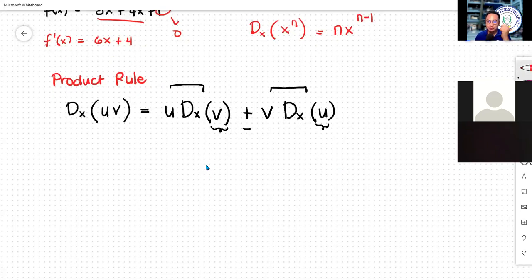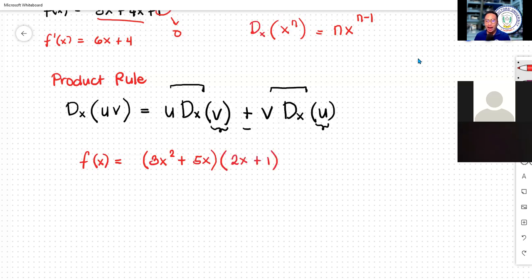Okay. So let's have an example for this item. All right. So I want you to take the derivative of 3x squared plus 5x times the derivative. Now, sir, do we have to represent the first expression as u and the second expression as v? It doesn't matter which one you are going to represent. You can represent v as the first expression, and then you represent u as the second expression. Anyway, this is just like multiplication, which means they are commutative, they can be interchanged. The answer would not be different. It would be the same.